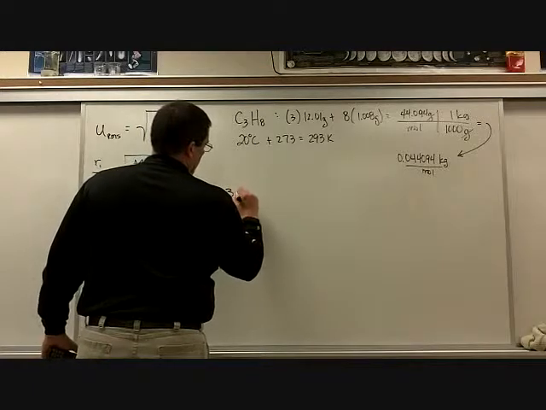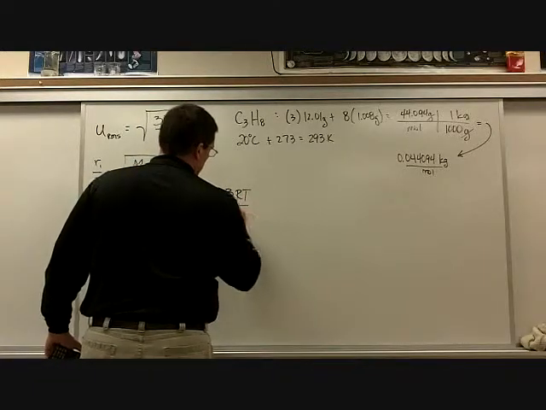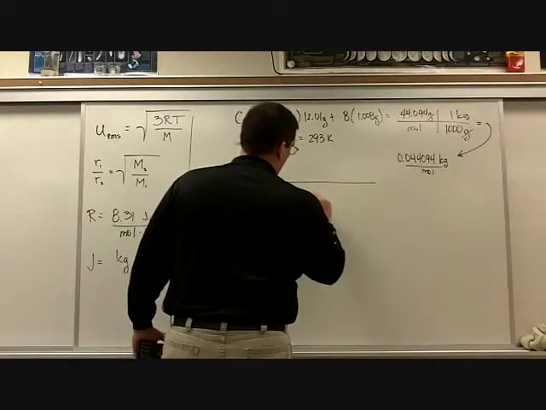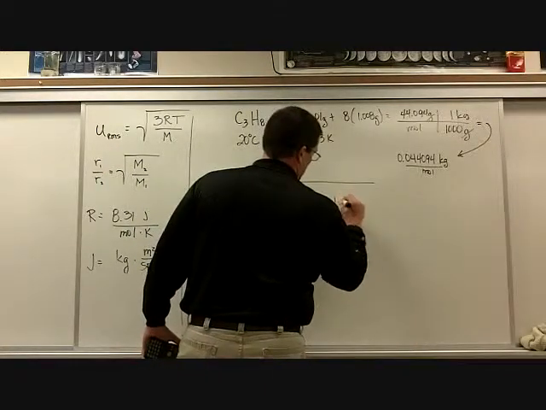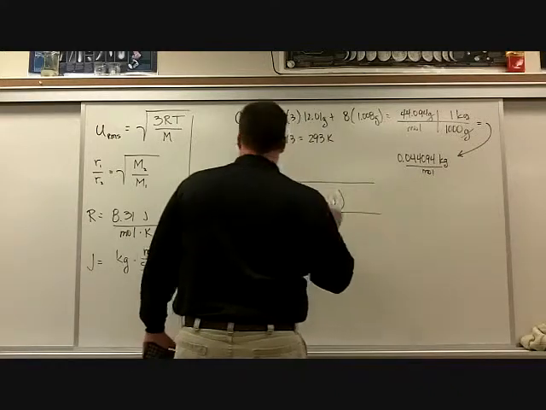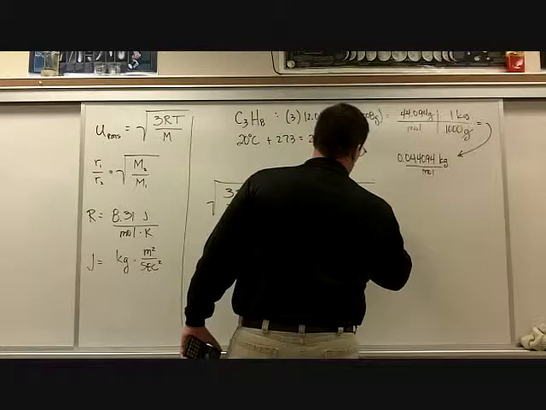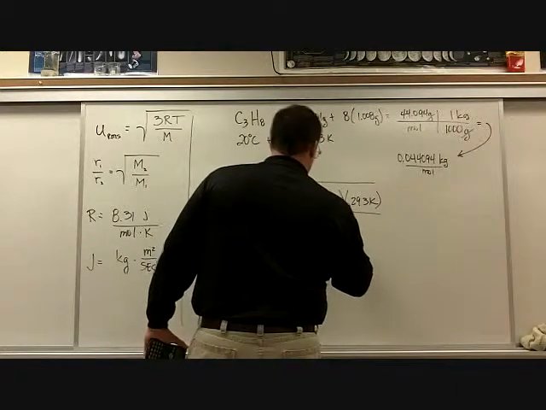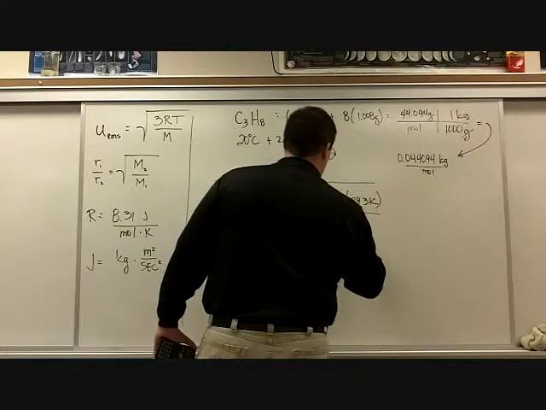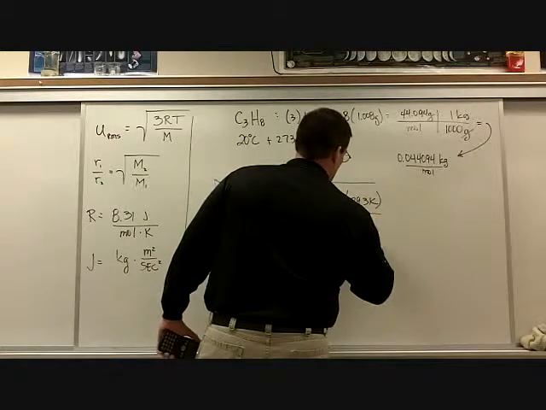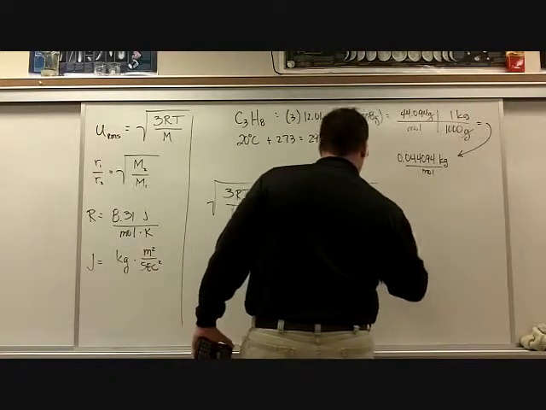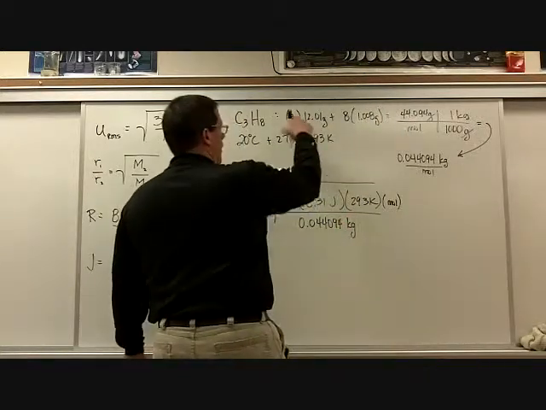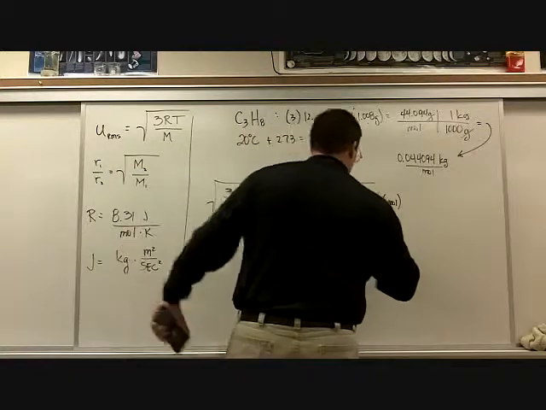So we have 3RT over big M, squared over that. So we'll plug in 3, and I'm going to show this first, and then I'll convert it. Temperature we said was 293, and the molar mass is 0.44094 kilograms per mole. So mole goes up here. And don't forget, we still have our mole Kelvin on the bottom here.